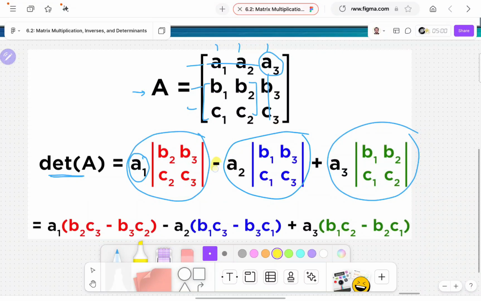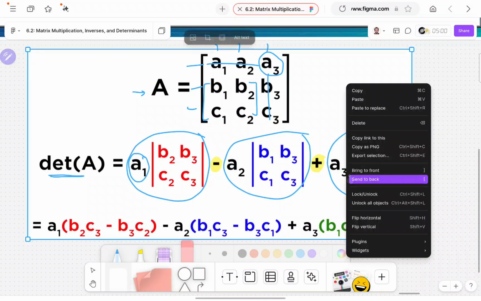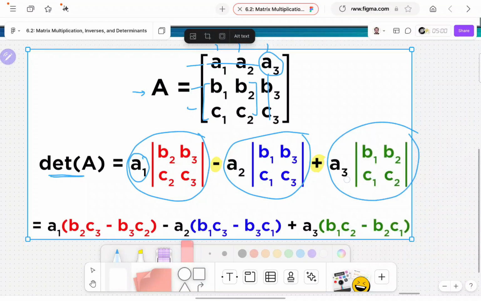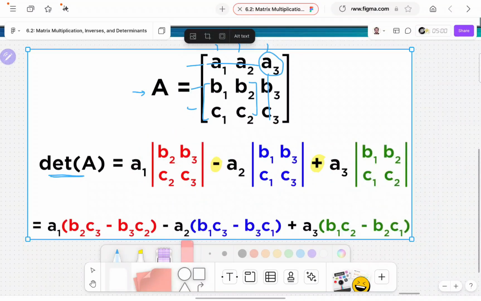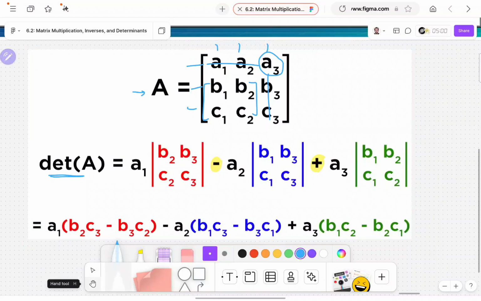Then after that, don't forget the signs: the first is positive, the second is negative. This is the most common mistake among students: they forget the signs. The first one is positive, the second one is negative. So this is the way of writing the rule.